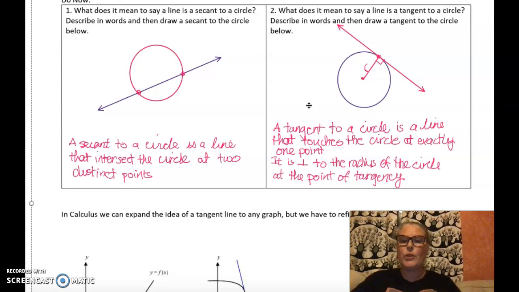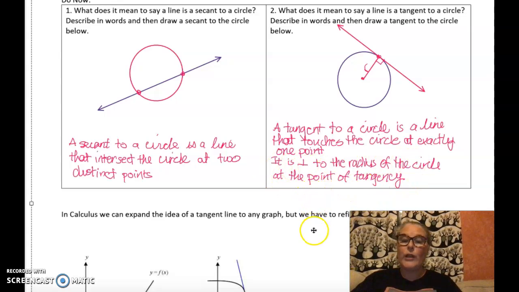And I like using the word touch because it has a similar meaning. Tangible is also touch, and that's where the name tangent comes from. So it touches the circle at exactly 1 point. And I added in here, it's perpendicular to the radius of the circle at the point of tangency. Now, you didn't have to have that exactly, but I just thought it was interesting and added it in. So this part here is not required.